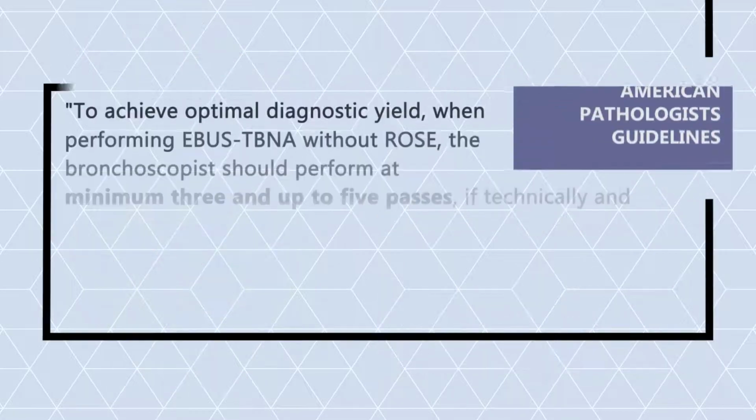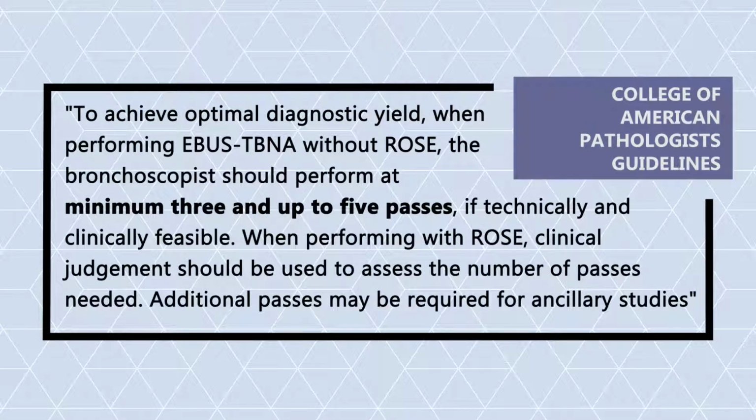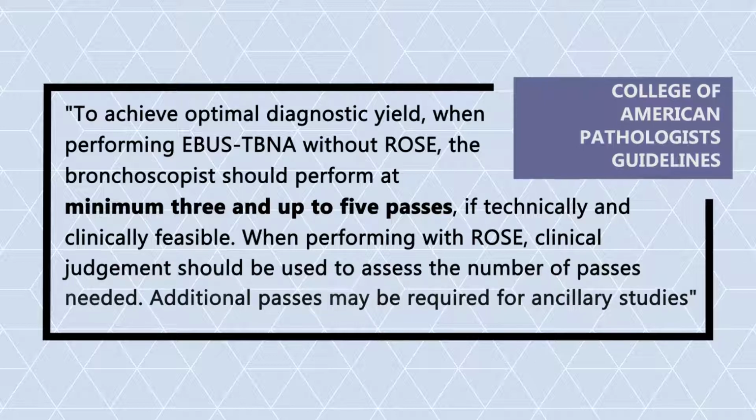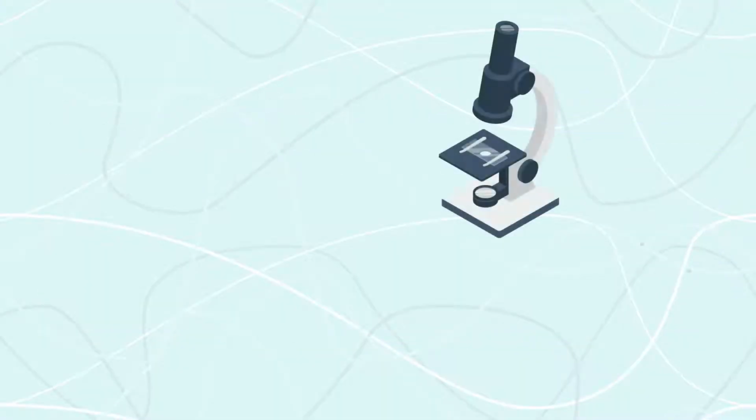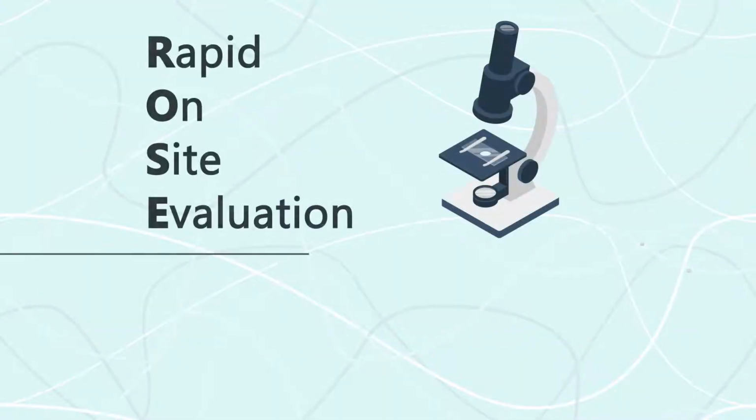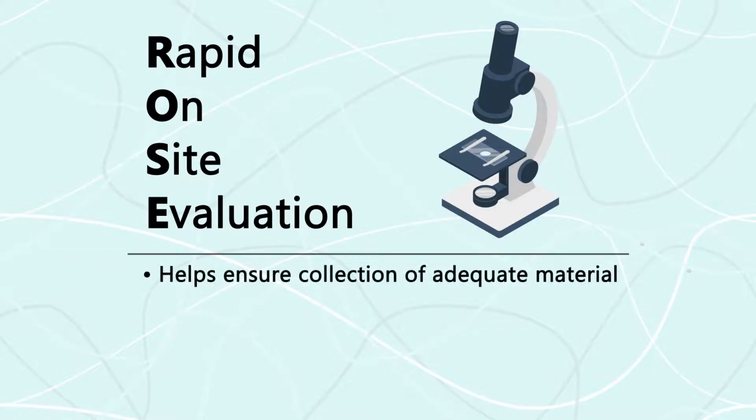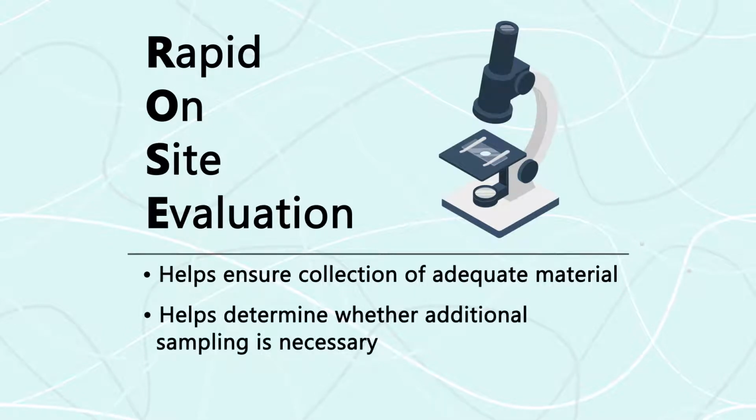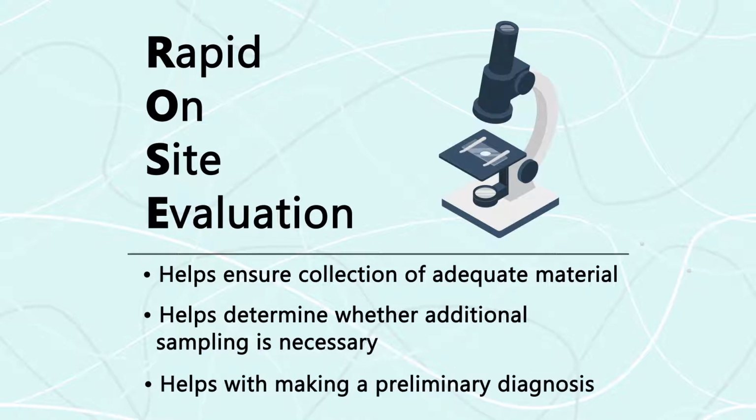Remembering guidelines from the College of American Pathologists, the pulmonologist aims for at least 3 and up to 5 needle passes for each sample taken. This will help ensure adequate tissue for ascertaining the tumor's histological type and conducting molecular marker testing for driver mutations. The cytopathologist assists in the process by performing a rapid on-site evaluation, or ROSE, on the tissues obtained. ROSE can help ensure collection of adequate material for diagnostic purposes and is helpful for determining whether additional sampling is necessary. ROSE can also help with making a preliminary diagnosis.